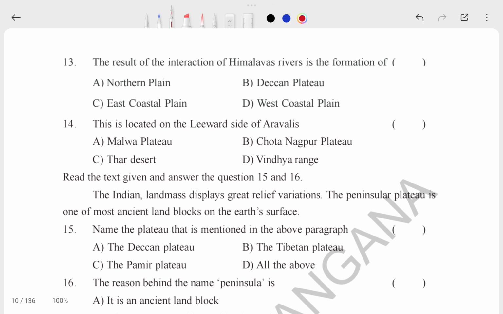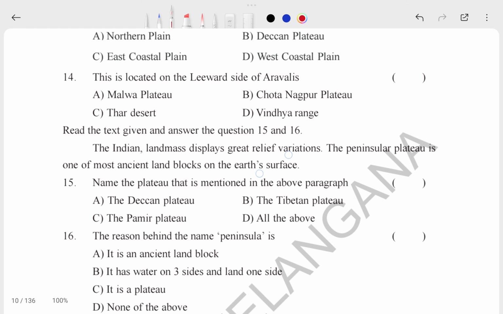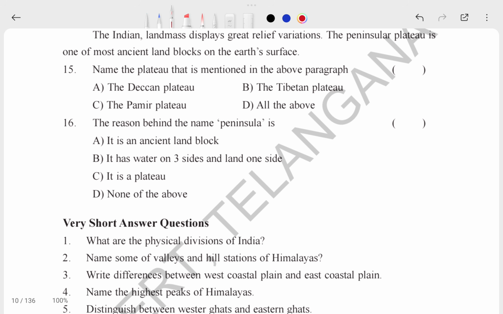These are important for you, because in the 20 marks it will definitely ask two or three questions from this. Our first chapter is very important, a lot of questions arise from this chapter. Here we will see, name the plateau mentioned in the above paragraph. The reason behind the name peninsula is. You have to say about this.